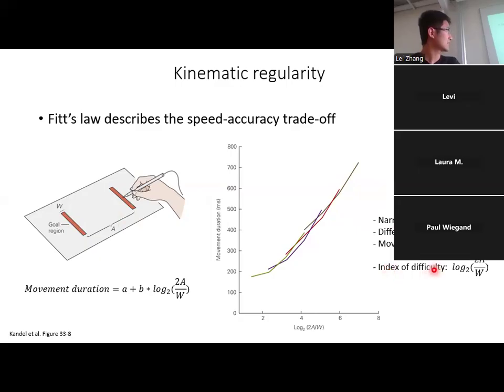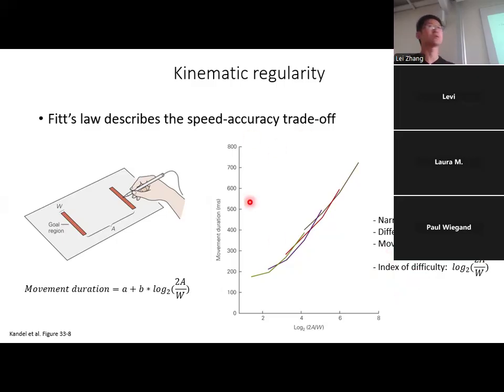So this index, with this log function of 2A divided by W, represents how difficult the task is. If A is larger, so it's a longer distance, but with a narrower target, then it will be more difficult, right? And vice versa.